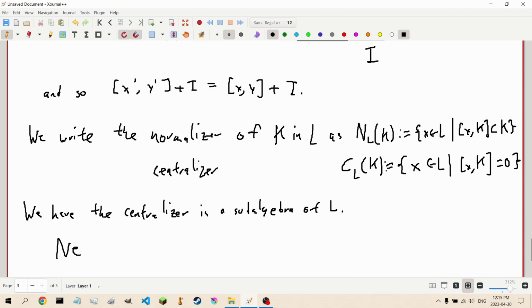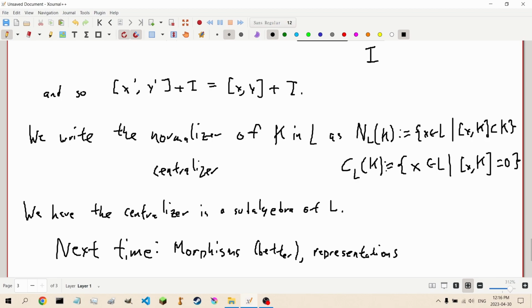So next time we're going to be looking at homomorphisms and representations, it looks like. Morphisms, which we did look at before, but we're going to look at them better this time, and representations. Sounds like a healthy selection of topics. And that will be in a bit.